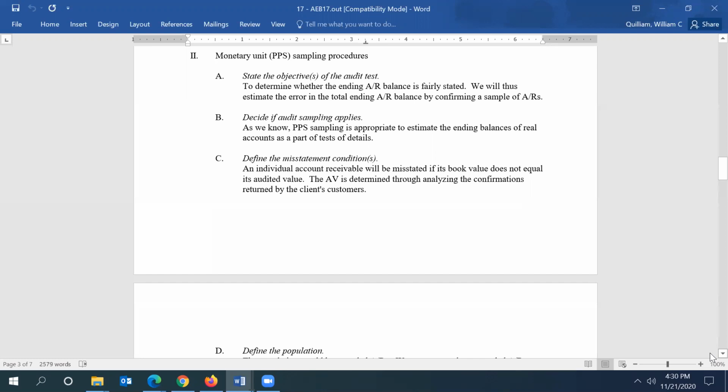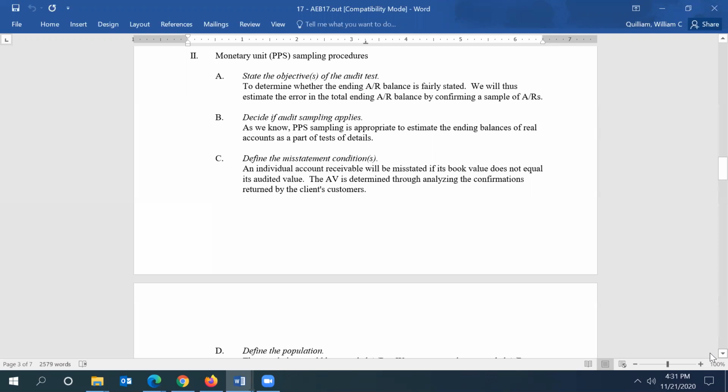Then decide if audit sampling applies. Well, yes, it will. It's a safe bet in our class as well as in any problem you see on the CPA exam. So as we know, PPS sampling is appropriate to estimate the ending balances of real accounts as a part of tests of details. Yes.